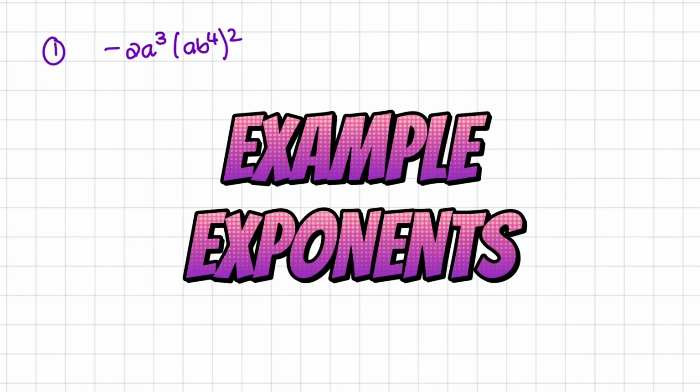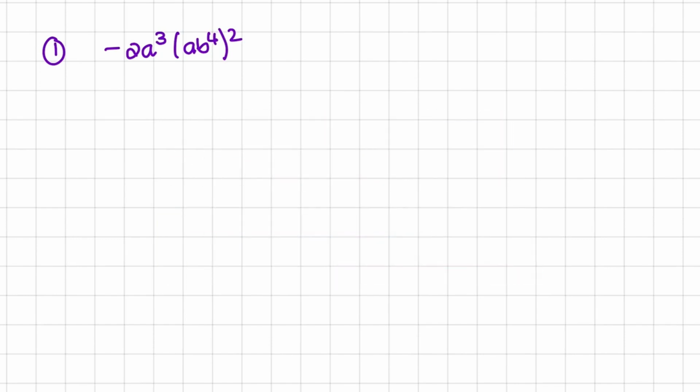Here we have negative 2a to the power of 3 times (ab to the power of 4) squared. And what we want to do is simplify. So first, let us recognize that we cannot do anything with the negative 2a to the power of 3 yet.